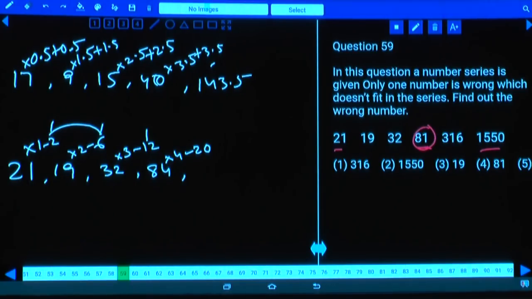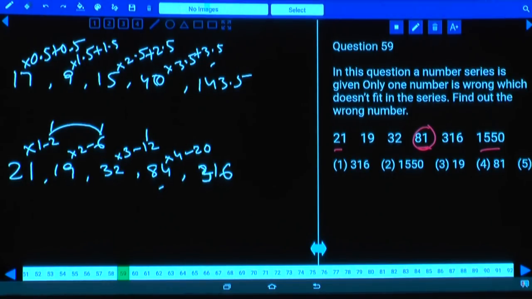Hence 84 into 4, that is 336 minus 20, 316. Are you getting the answer or not? 84 into 4, 320 plus 16, 336 minus 20, 316. Hence what is the wrong number here? 81 is the wrong number, and the correct number is 84.